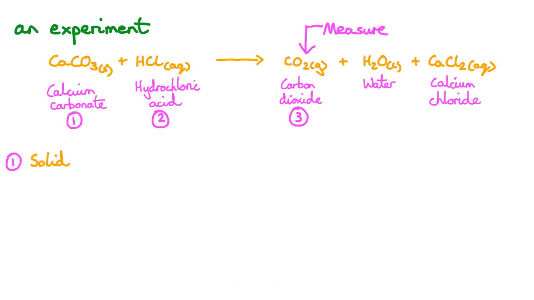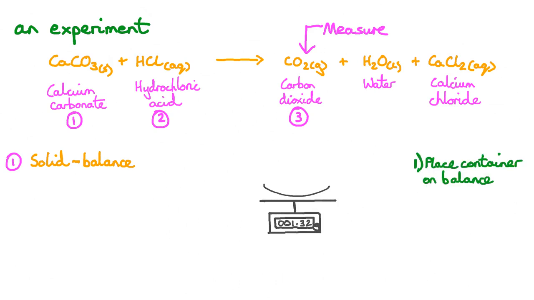Our first reactant is calcium carbonate, which we're told is a solid. To measure out this solid, we're going to need to use a balance. The first thing we'll need to do is select a weighing container. We're going to want something wide-necked, like a weighing boat. Now that we've placed our container on the balance, we need to set the display to 0. This is sometimes called taring the balance.